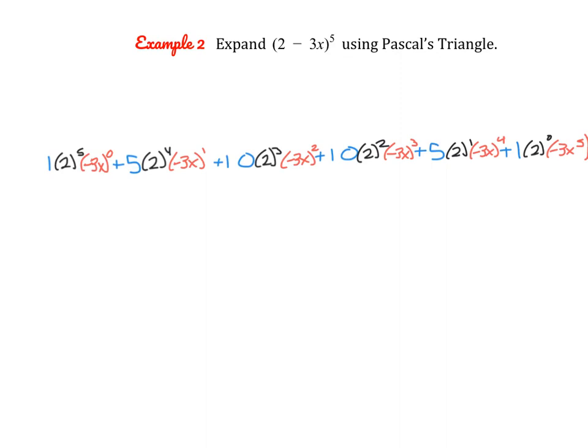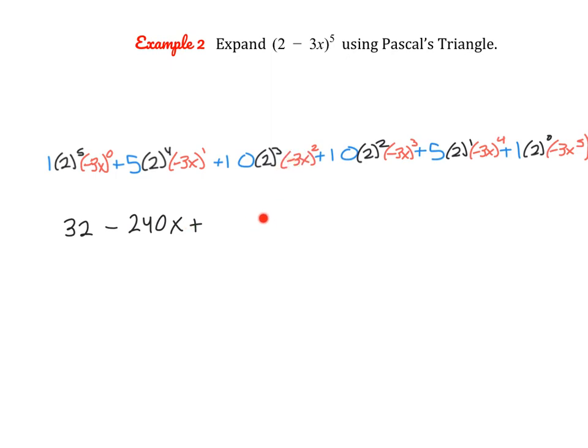Now here we actually do need to do a little bit more multiplying out than the last one. So here this term is going to disappear, and we have just 2 to the 5th power, which is 32. Be careful in this next term. Since we do have negative 3x to the power of 1, this term is going to become negative. So then you do 5 times 2 to the 4th times 3, and you should get 240. So we have 240x.